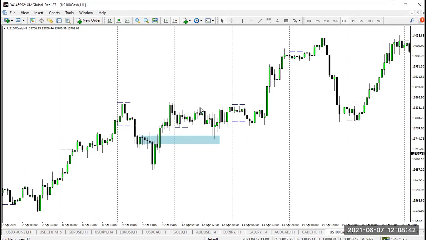Another example. You see the price took out this low and also these lows here. So all the guys who were buying from yesterday were taken out. And then, like I said, number two, those traders who don't really know market structure in depth would have been selling here.